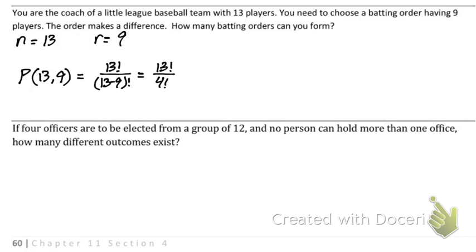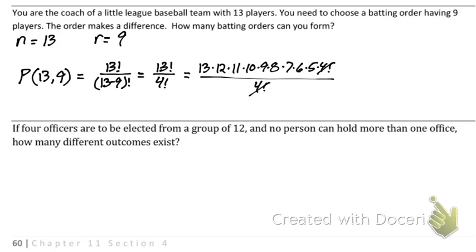This is probably going to be something you're going to need to use your calculator for. Because if I try to eliminate it by hand, it's going to be kind of a waste of time. Let me show you real quick why. I could do 13 times 12 times 11 times 10 times 9 times 8 times 7 times 6 times 5 times 4 factorial. The only thing that would cross out is that 4 factorial and that 4 factorial. That's kind of a waste of time. I would not make you do this one by hand.